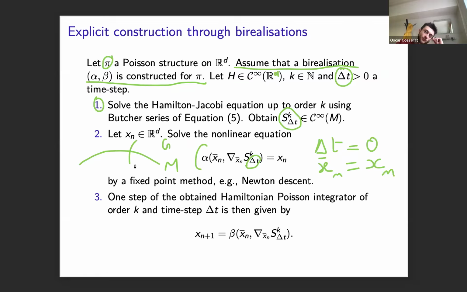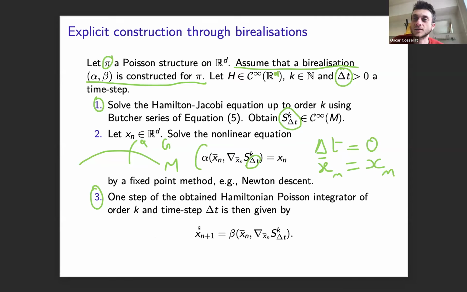Well, one of the nice geometric features of alpha is that the fibers of alpha are transverse to the identity section, and that makes the Newton descent converge quite fast. That's nice. So you solve this, you obtain xn bar, and then the last step is given by xn+1 equals beta of xn bar, gradient of S_k delta t at xn bar.